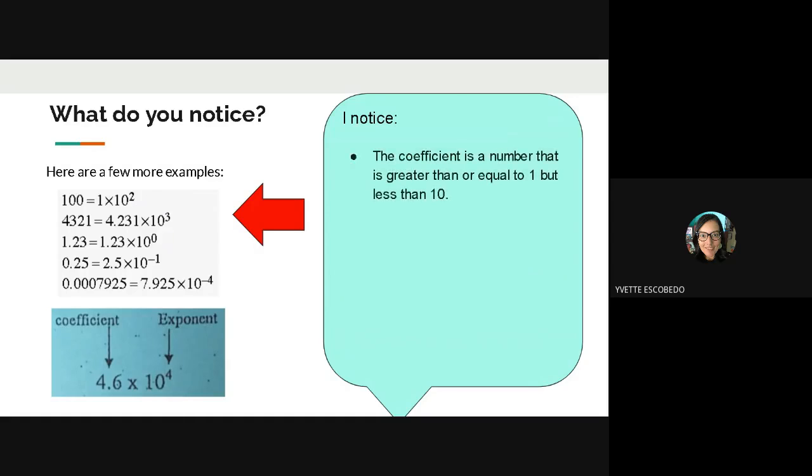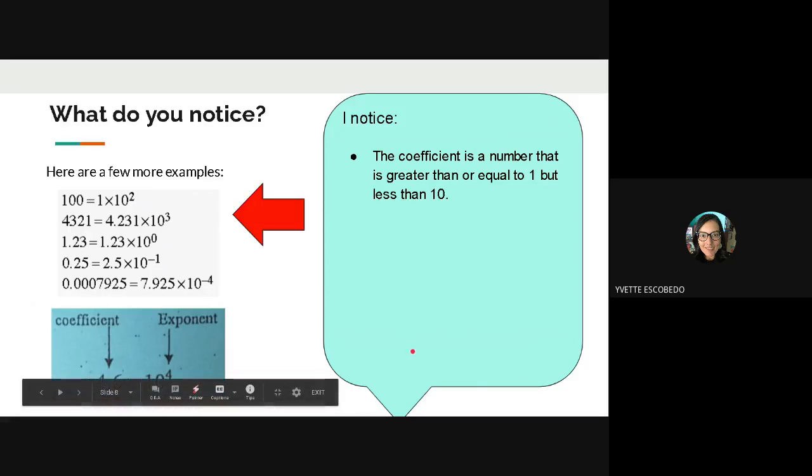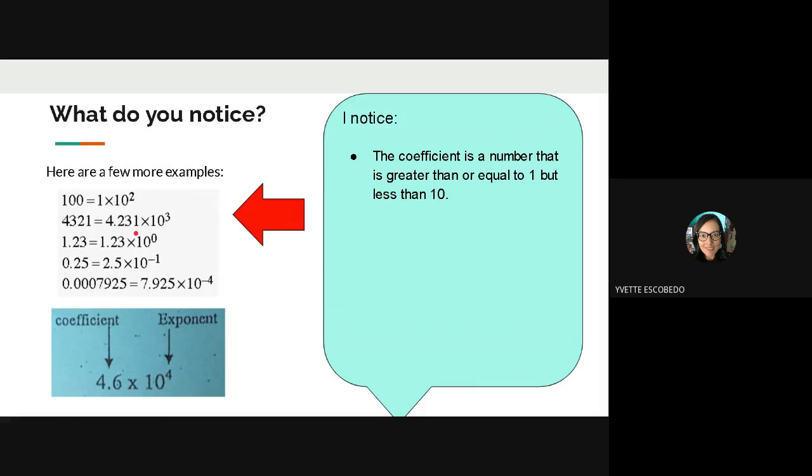So some things that we notice is the coefficient, so that's the first number, is a number that is greater than or equal to 1, but less than 10. Notice how this first number is greater than or equal to 1, less than 10. Same thing here, same thing here. It has a decimal, but it still falls between 1 and 10, and it could be 1.